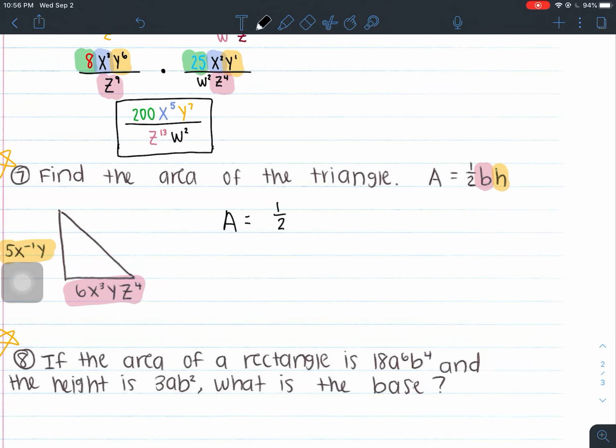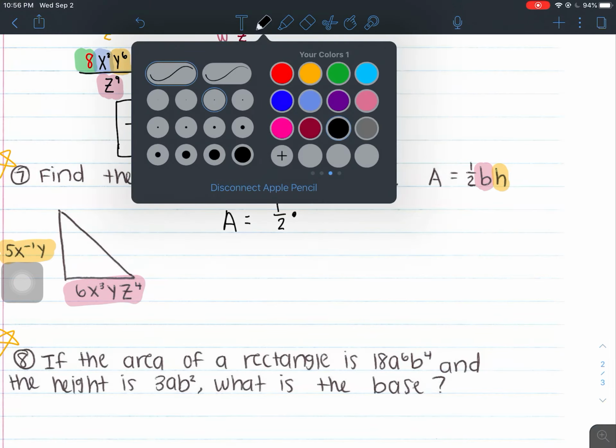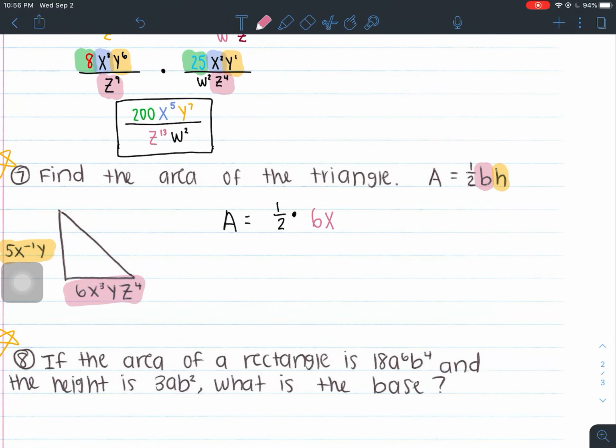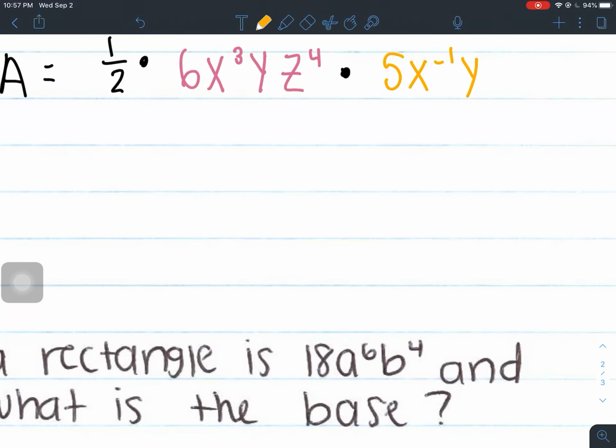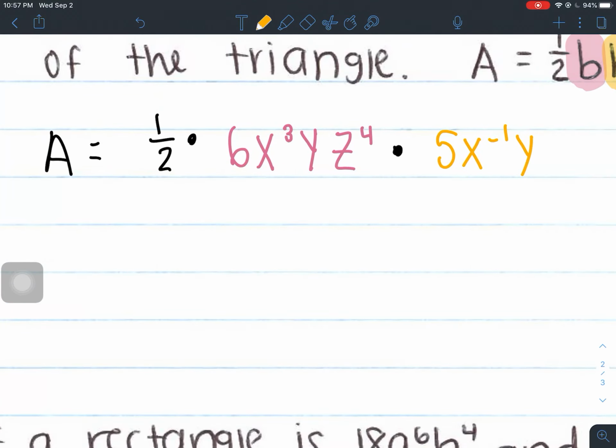So I'm going to go ahead and plug this in the formula. Area equals 1/2 times the base. So the base is the pink, so 6x cubed, y, z to the 4th. So what's the hardest thing about these problems? They don't set it up for you. You have to be able to interpret this on your own. So 1/2 times the base times the height. What's the height? Well, they gave that to you. That is 5x to the negative 1, y. So this is what I have so far.